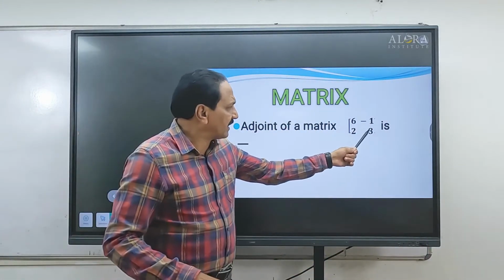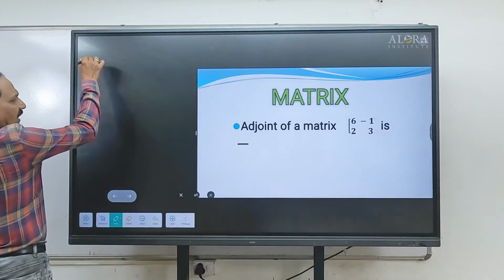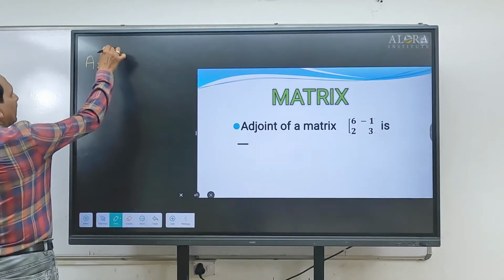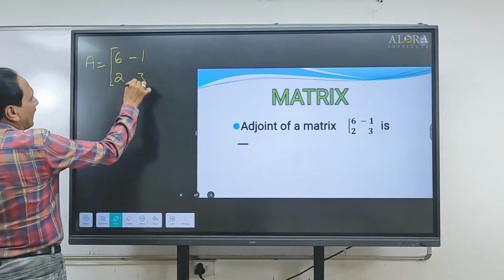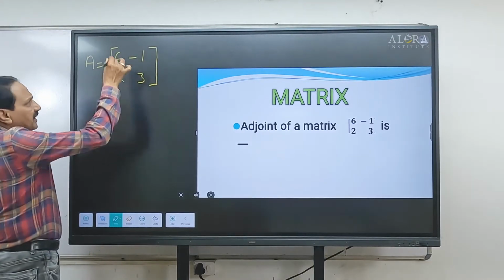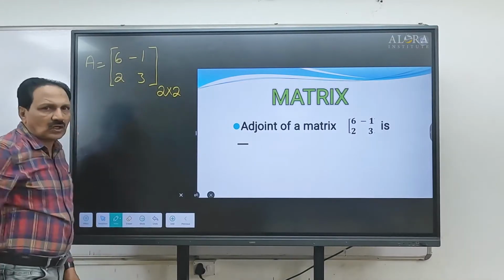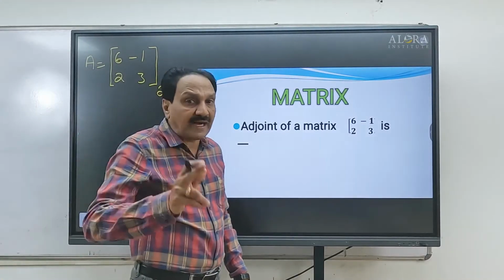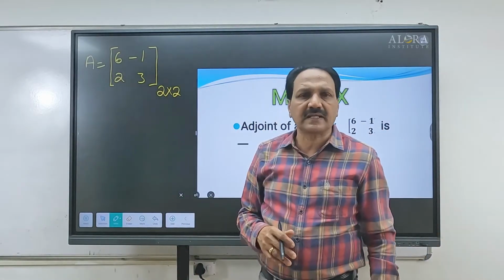So this is the way you write the matrix: 6, minus 1, 2, 3 within square brackets. So this is the matrix given to you. A equal to 6, minus 1, 2 and 3. How many rows are there? First row, second row. How many columns? First column, second column. 2 into 2. So this is called a square matrix. In a matrix, if there are equal numbers of rows and columns, we call it a square matrix.